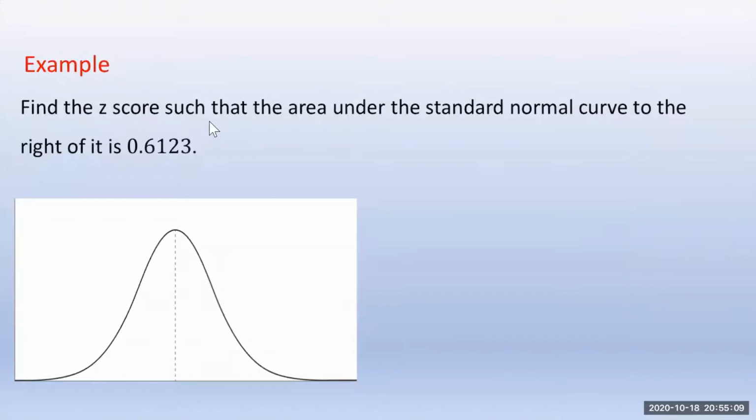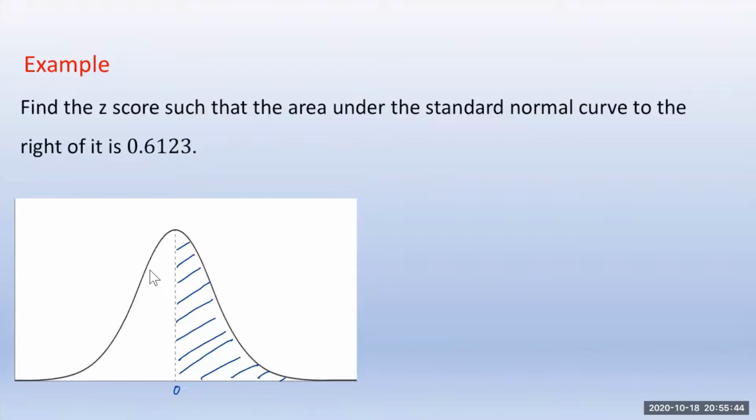Example, find the z-score such that the area under the standard normal curve to the right of it is 0.6123. This is 61.23% area to the right. So to the right of the mean in the middle, we have the 50% area. So this area to the right of the mean is 50%. And here we are talking about 61.23%. So it is a little bit more than that.